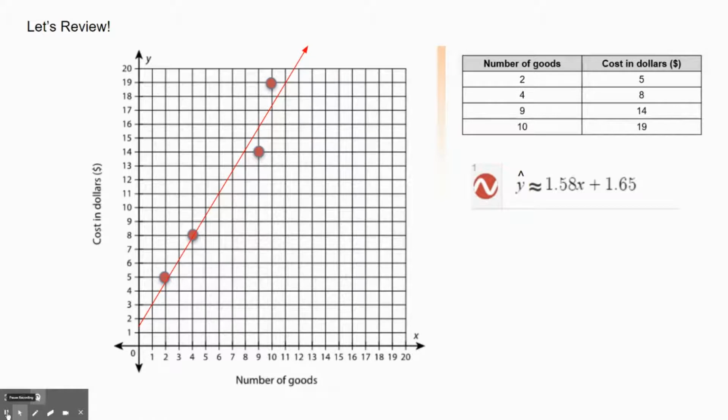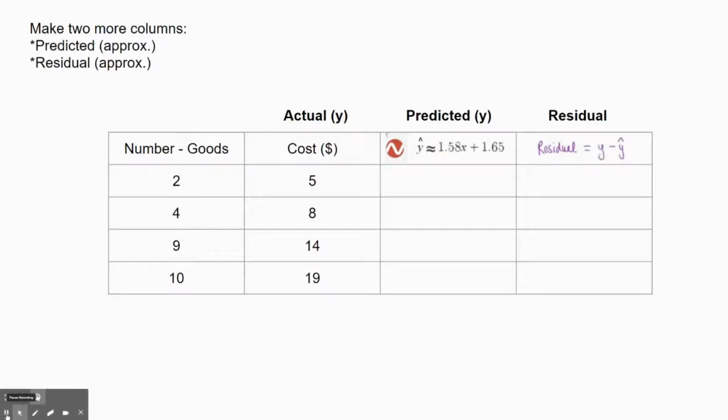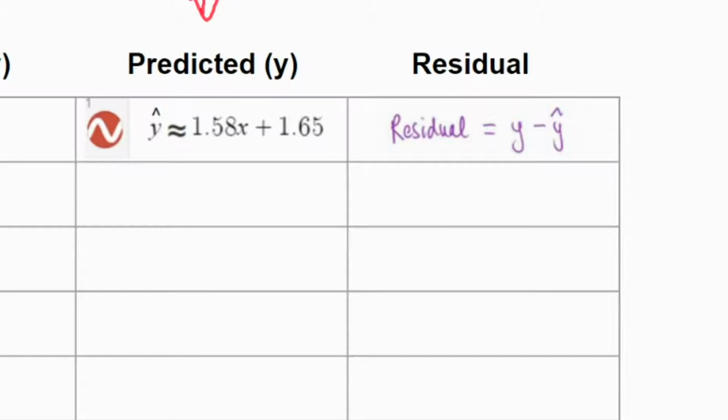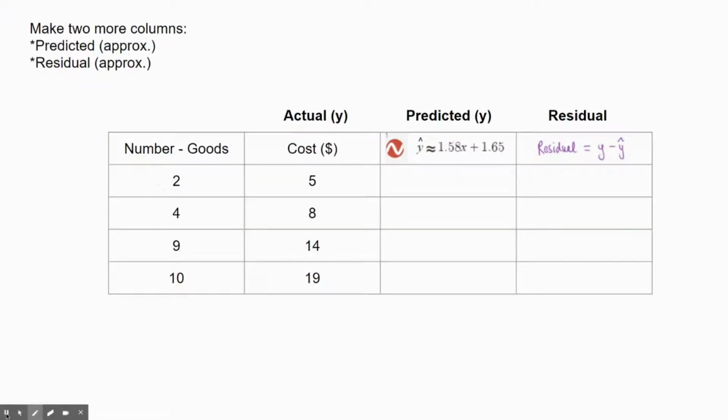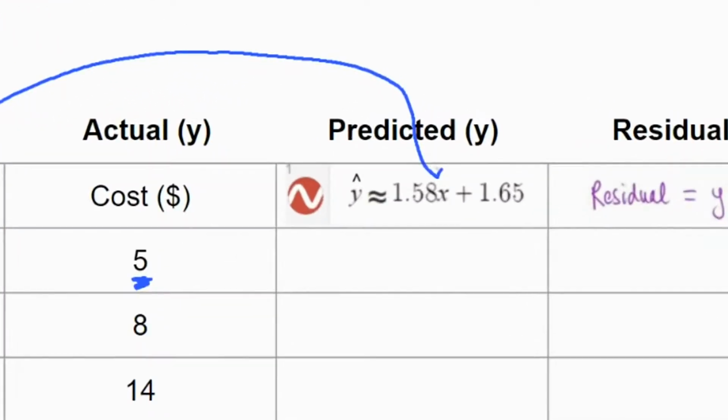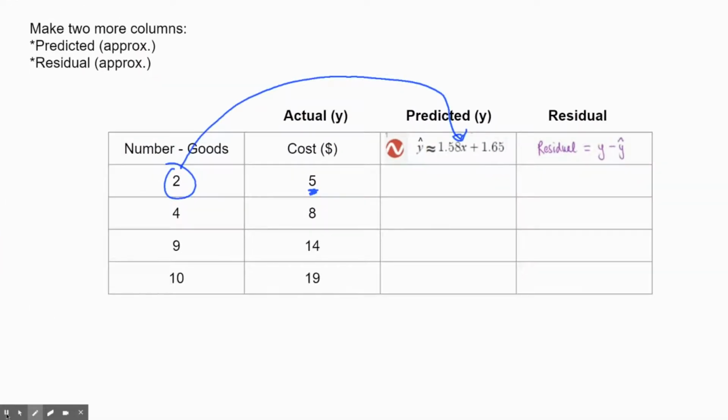So let's calculate some residuals. The first thing we're going to do is add a couple more columns to our XY table here. We're going to add a predicted column, and then we're also going to add the residual. So let's calculate what the predicted cost would be if the number of goods were 2. We already know in real life that the actual cost is 5, but according to our prediction model, we can substitute 2 into our Y hat equation, or our line of best fit equation.